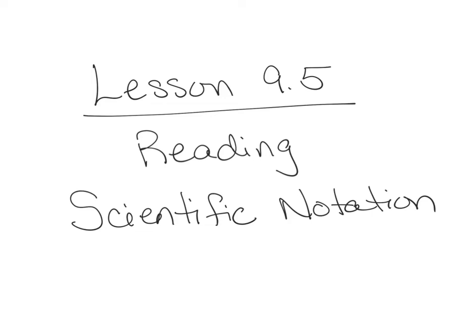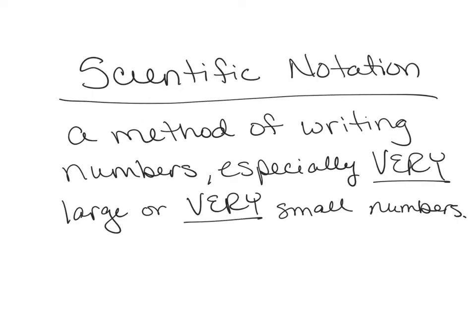Today we're going to work on lesson 9.5, reading scientific notation. First of all, just a reminder of what scientific notation is. It is a method of writing numbers, especially very large numbers or very small numbers. Typically, these numbers are used in science, which is why we call it scientific notation. This is generally where a lot of crossover comes in between science and math.